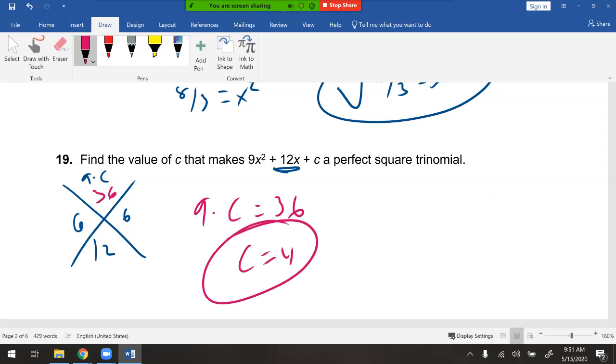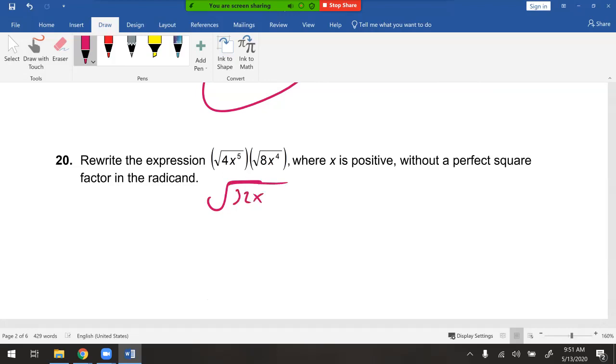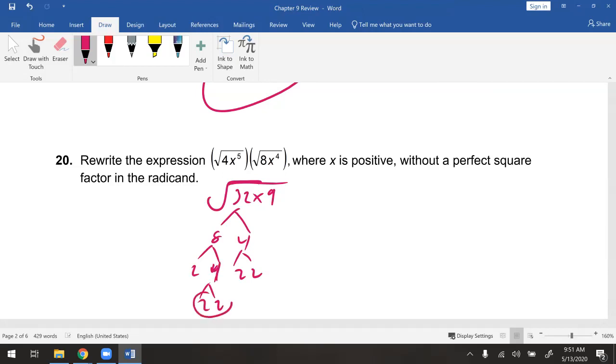Not difficult. Okay, that covers 19. Now 20, same idea like we just talked about. We're going to multiply the 8 and the 4 and then add the x's. So we get radical 32 x to the ninth, and we break down 32. That's 8 and 4, that's 2 and 4, then 2 and 2. And notice how I've got two pairs of twos, that comes outside.